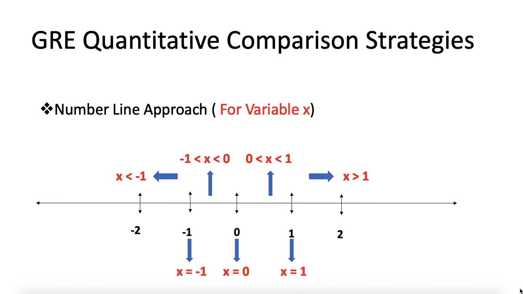So what are these four ranges? The first one is when x is between 0 and 1, and the second is when x is greater than 1. The third one is when x is between 0 and minus 1, and the last one is when x is less than minus 1. I consider all of these four ranges separately because of minor differences. Let's see each of these in detail now.